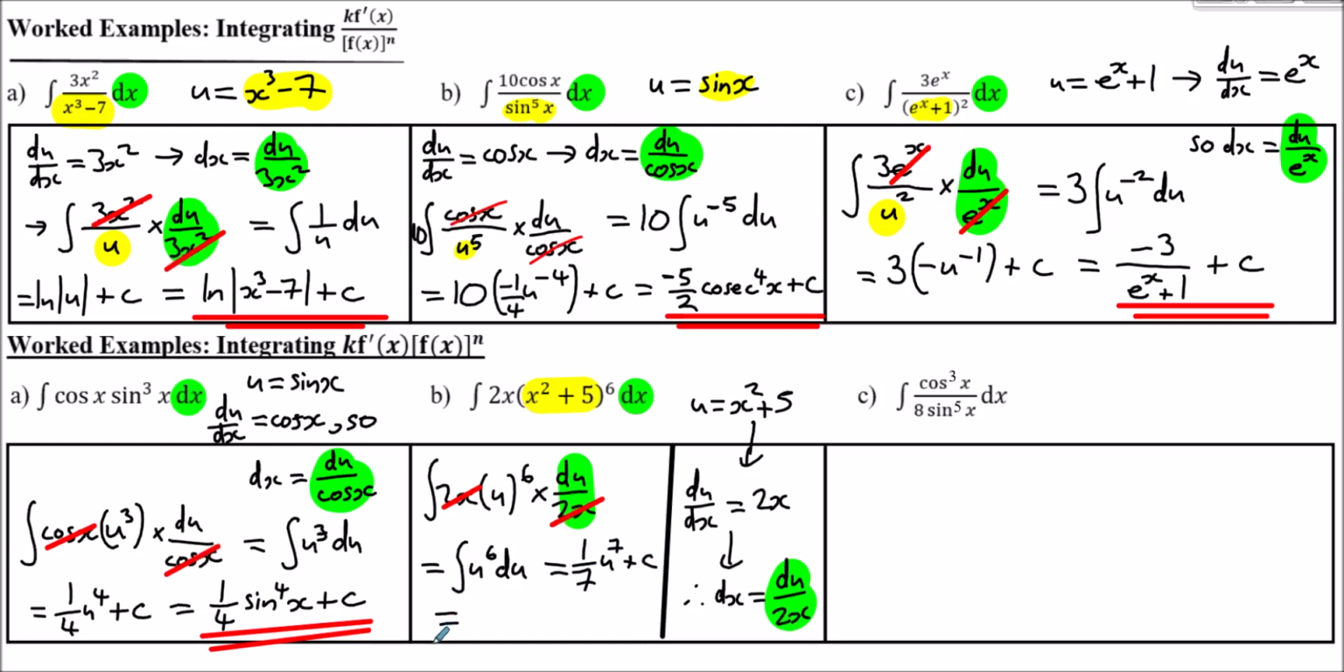Final step, you can guess what I'm going to say, hopefully. Return to the original variable. We're actually talking about x squared plus 5 as u. So then we just say 1/7 (x squared plus 5) all to the power 7, plus c.